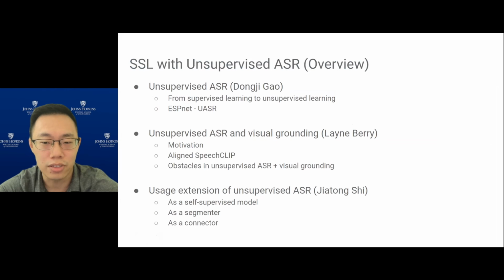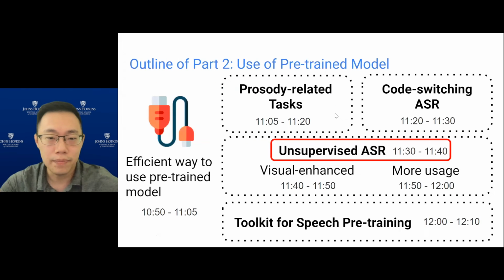Yeah, so hi, I'm Dongji. I'm a PhD student at Johns Hopkins University. And this is our sub-team. We have Lane, who works on unsupervised ASR training using the visual information. And we have Jatong here, who works on applying the supervised ASR model on other downstream tasks. And I'm going to introduce our implementation of the unsupervised ASR.